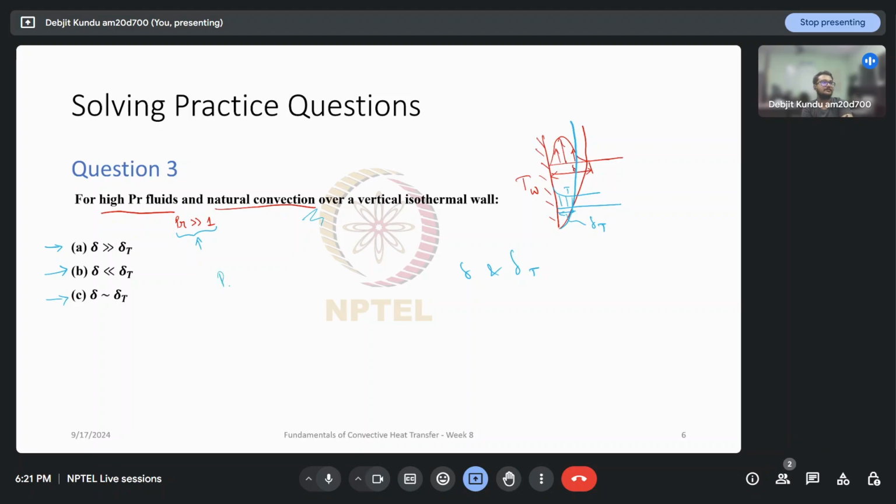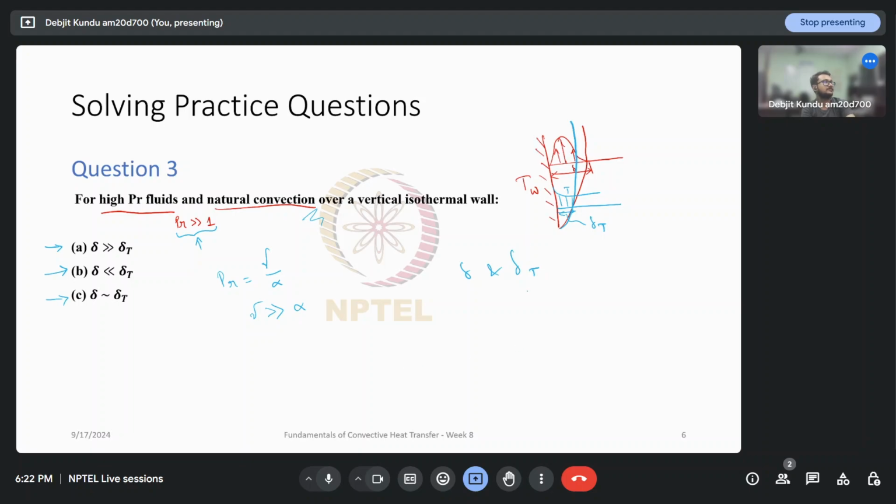So Prandtl number is the ratio of the momentum diffusivity to the thermal diffusivity, and this being much, much greater than 1 means that the momentum diffusivity is much, much greater than the thermal diffusivity.